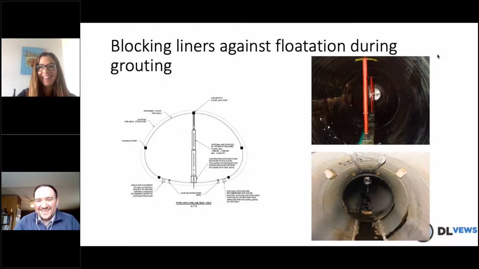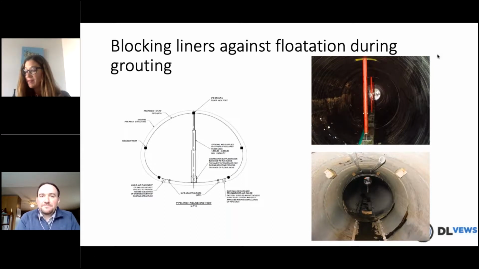All right, so back to blocking. If you were to miscalculate the density of the grout and the pipe does start to float during the grout process, what are the steps to correct it? I'm assuming this is the slide we were waiting for. No, so this is probably, it's really a great question.